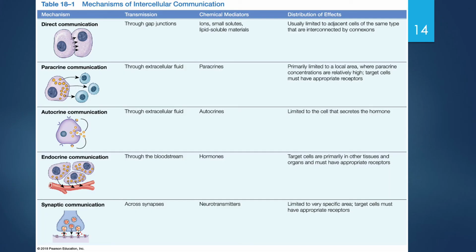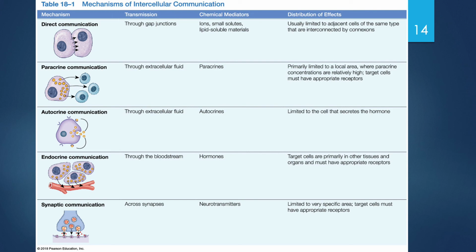Table 18.1 shows you a general summary of the different types of communication. As you can see, we have the first four listed up top: direct communication, paracrine communication, autocrine communication, and endocrine communication. And then lastly, we have synaptic communication, which is our neurotransmitters via our nervous system. Direct communication occurs through gap junctions, and that's limited just to cells of the same type. So these are neighbors talking to each other.